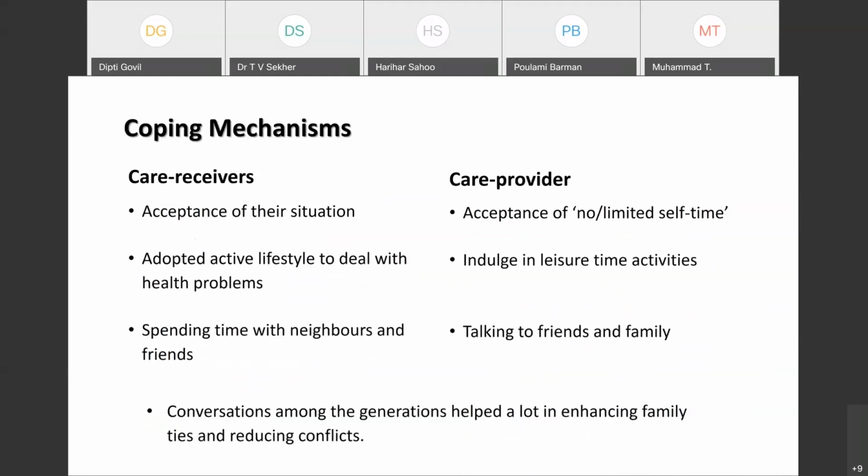So there were a few coping mechanisms adopted by the caregivers and the care receivers. The coping mechanisms for both caregivers and care seekers were largely centered around the notion of acceptance of their situation. The elderly accepted that old age would be riddled with health problems, and therefore they should be content with whatever care and support they were receiving from the family.